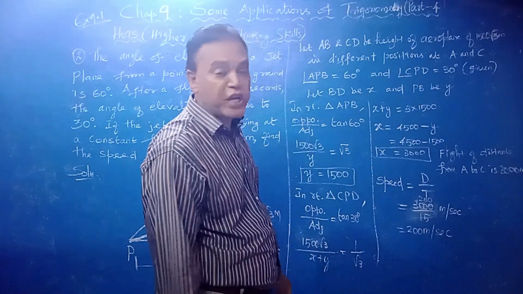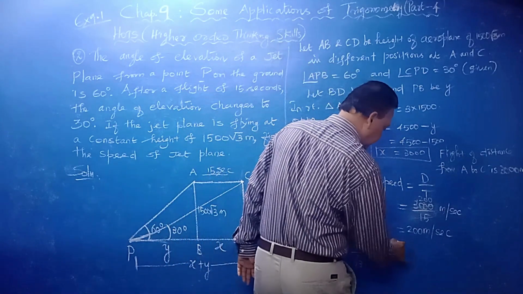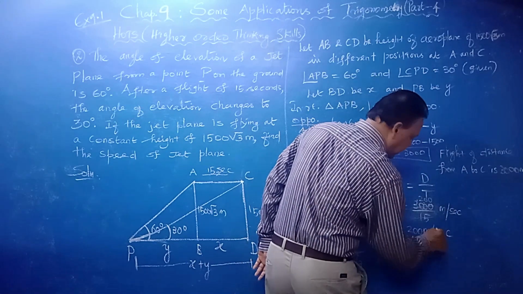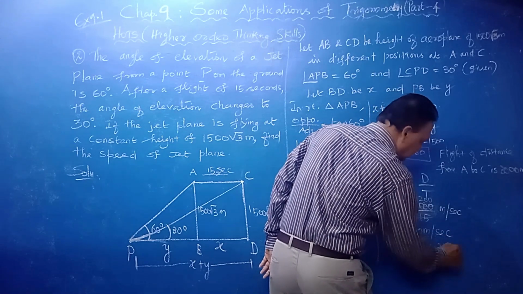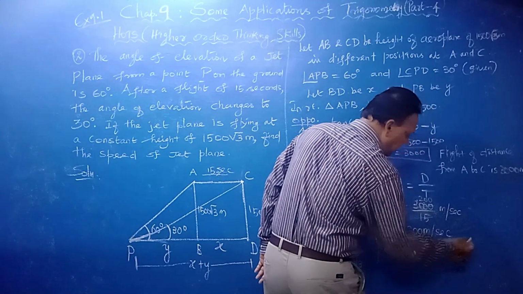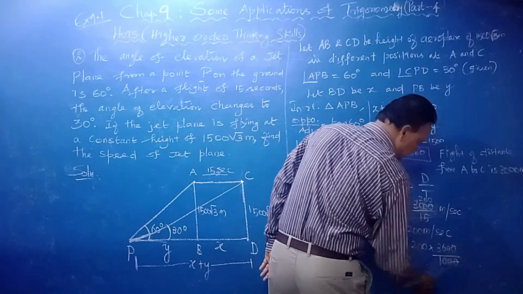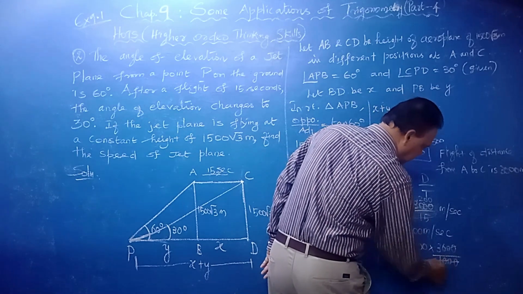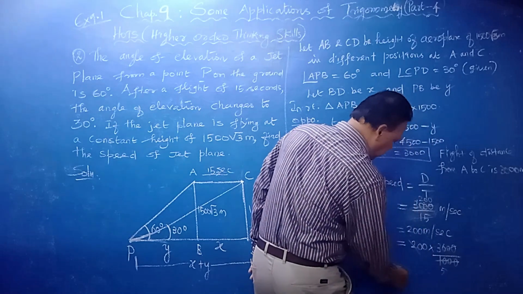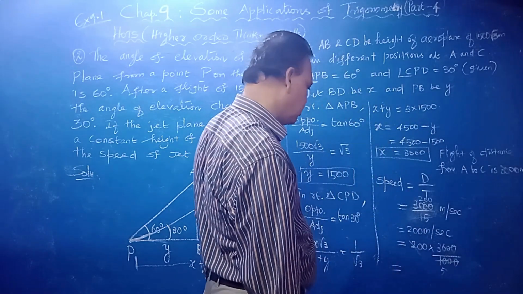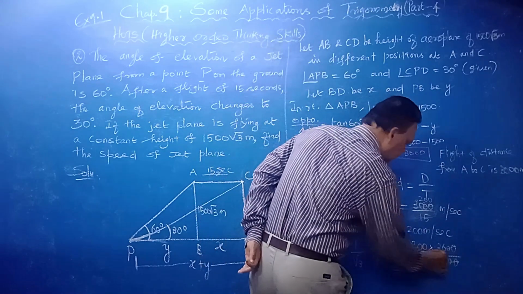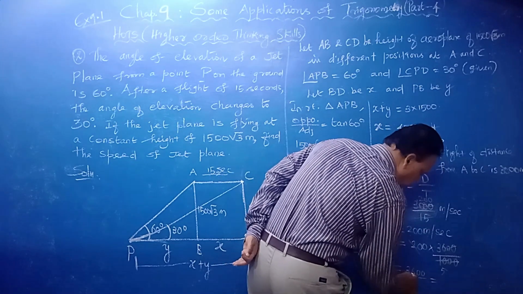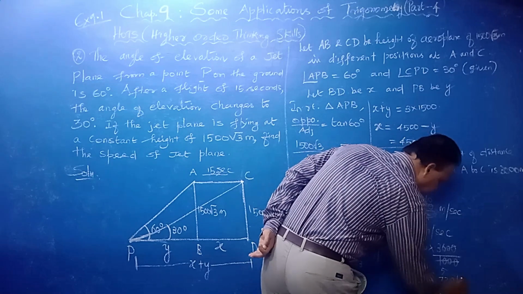200 meter per second. Now we have to change it into kilometer per hour. That means you have to multiply by 3600 for the seconds and divide by 1000 for the kilometer. Now 200 by 1000 is 1 by 5. Then 3600 by 5 is 720 km per hour.